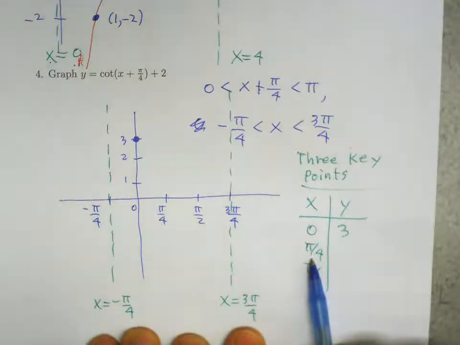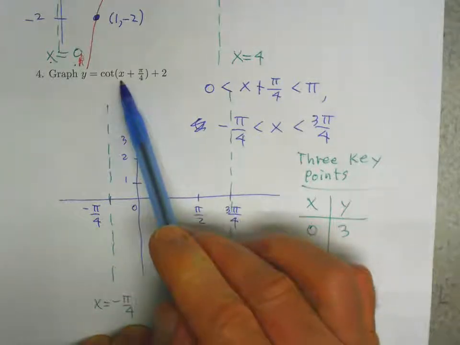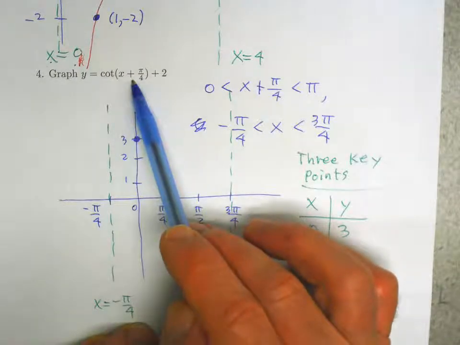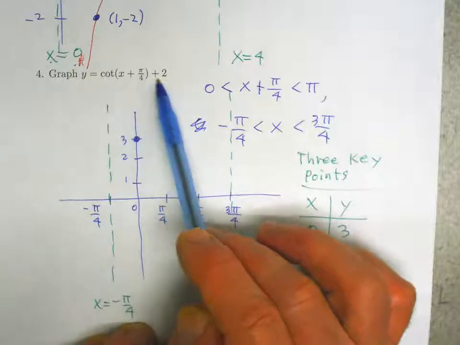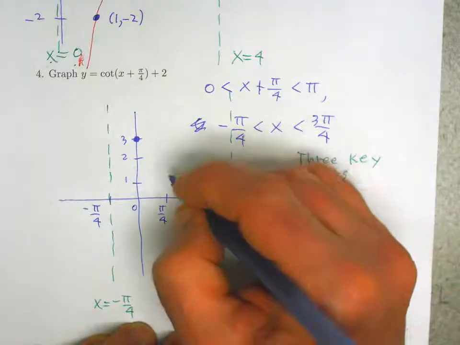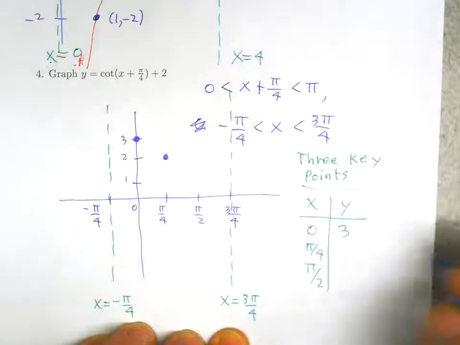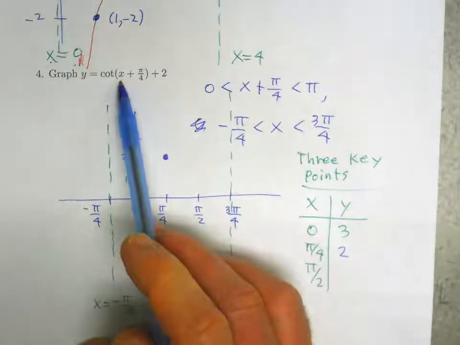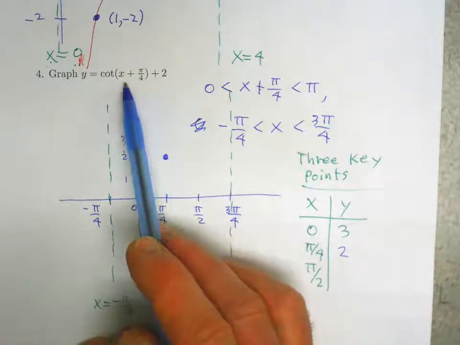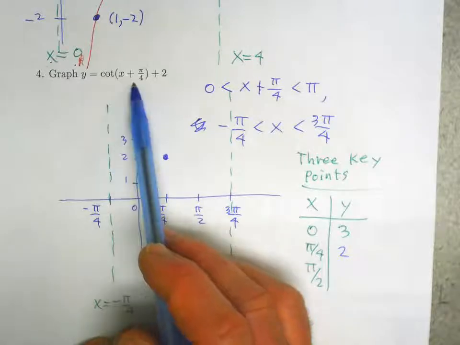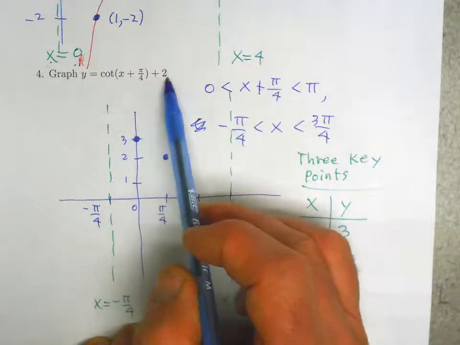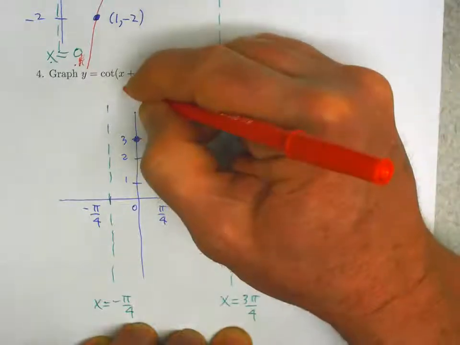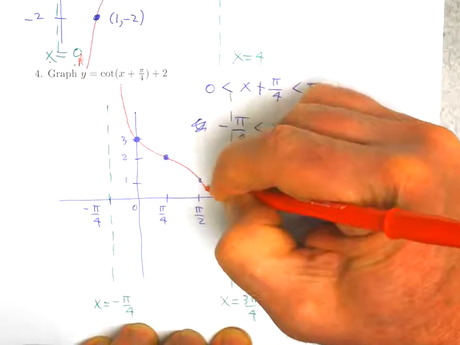When x is pi over 4, pi over 4 plus pi over 4 is pi over 2. Cotangent of pi over 2 is 0, and 0 plus 2 is 2. So pi over 4, 2. And then when x is pi over 2, pi over 2 plus pi over 4 is 3 pi over 4. Cotangent of 3 pi over 4 is negative 1, and negative 1 plus 2 is 1. So we have pi over 2, 1. So the graph will look like this.